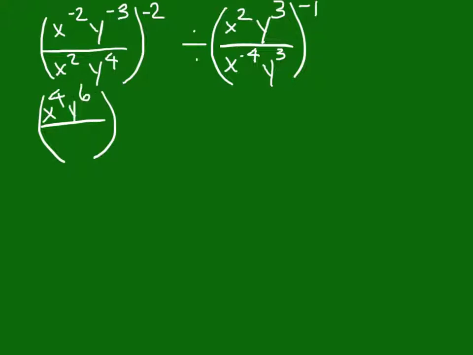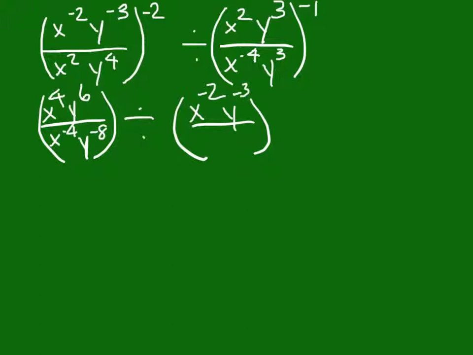Over x squared to the negative 2nd is x to the negative 4th. Y to the 4th to the negative 2nd is y to the negative 8th. Keep the division sign for now and simplify the second set of parentheses. X squared to the negative 1st is x to the negative 2nd. Y cubed to the negative 1st is y to the negative 3rd. X to the negative 4th to the negative 1st is x to the 4th. And y cubed to the negative 1st is y to the negative 3rd.